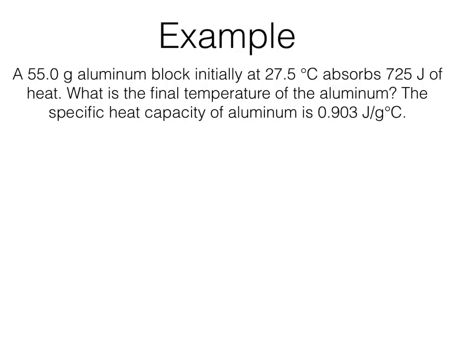Okay, so let's see this in action. Let's do a problem. A 55 gram aluminum block, initially at 27.5 degrees C, absorbs 725 joules of heat. What is the final temperature of the aluminum? And it gives us the specific heat capacity of the aluminum. So we're going to use our calorimetry equation, Q equals mc delta T.